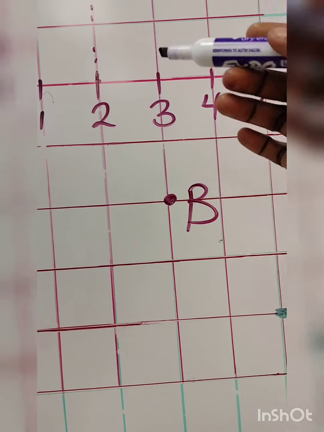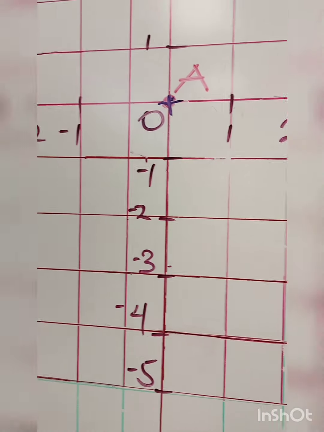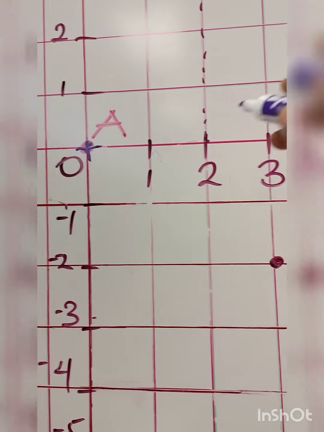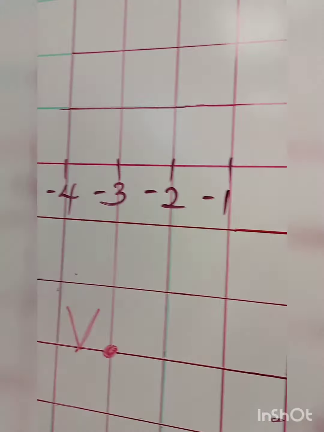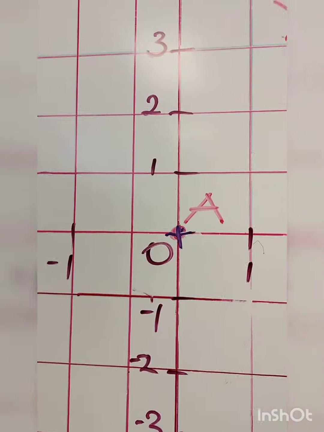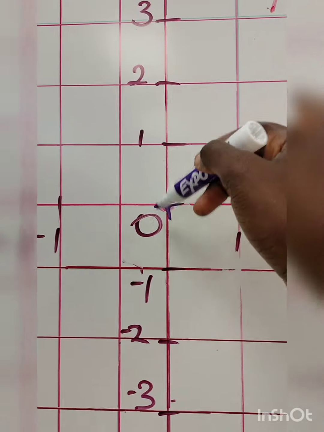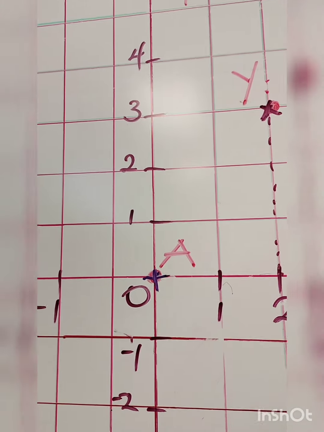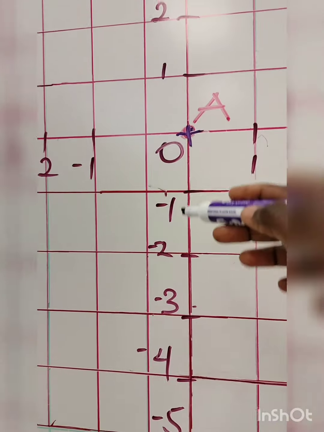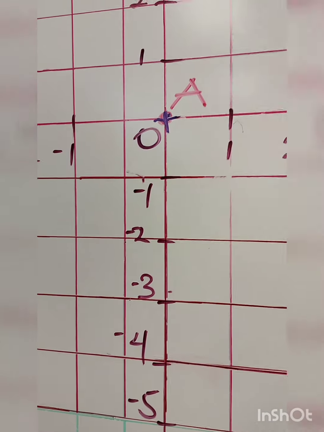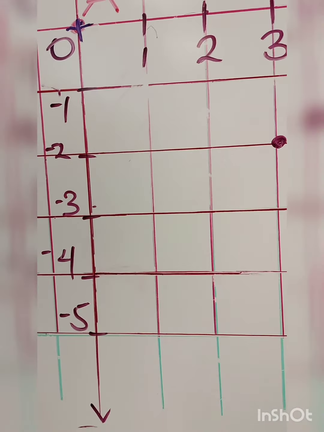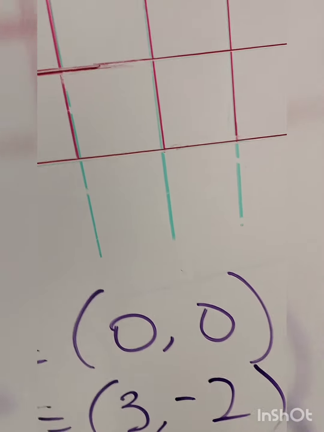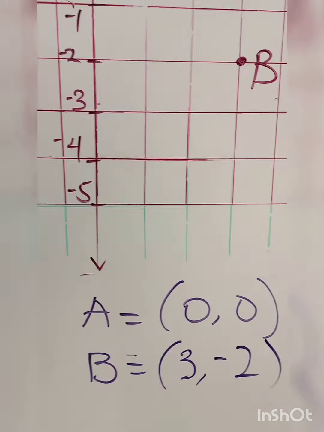You remember how to label the coordinate plane? These are positive values: numbers to the right of 0. Numbers to the left from 0 are negative values. Numbers up from 0 are positive values of y. The numbers down from 0 are negative values of y. So this becomes -2 as the y coordinate of point B.